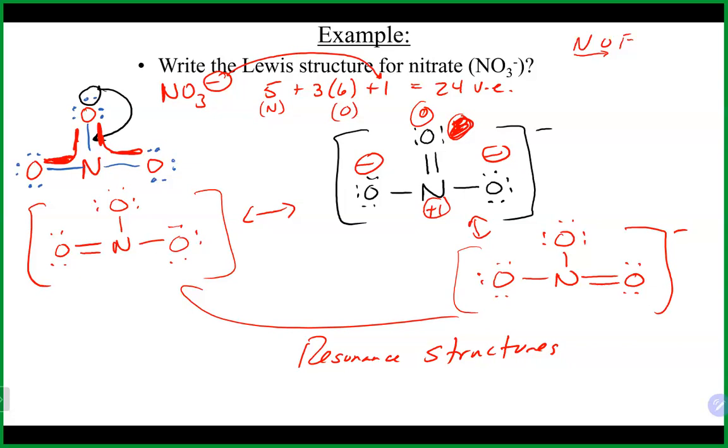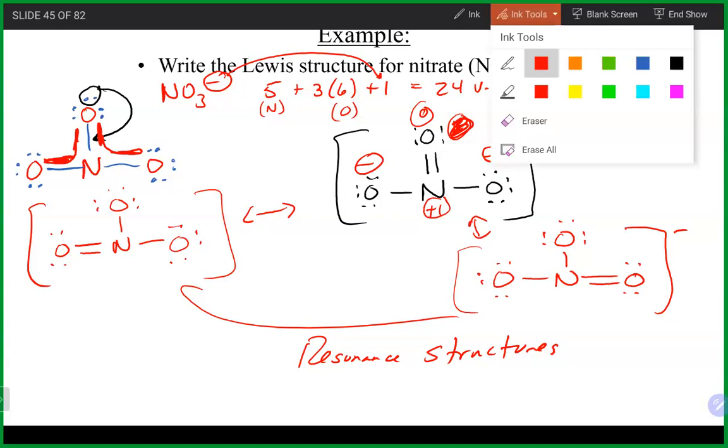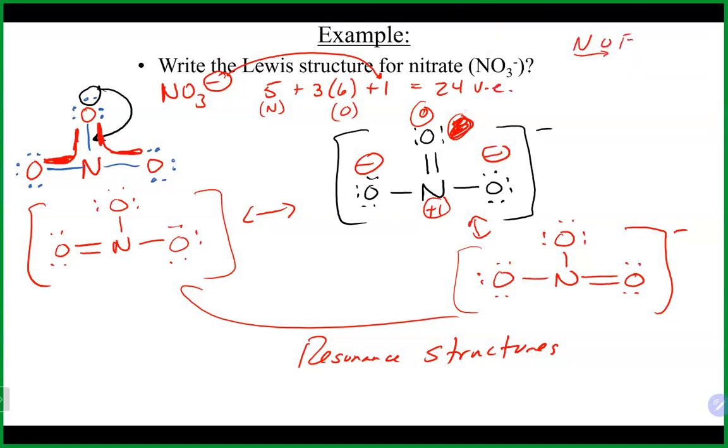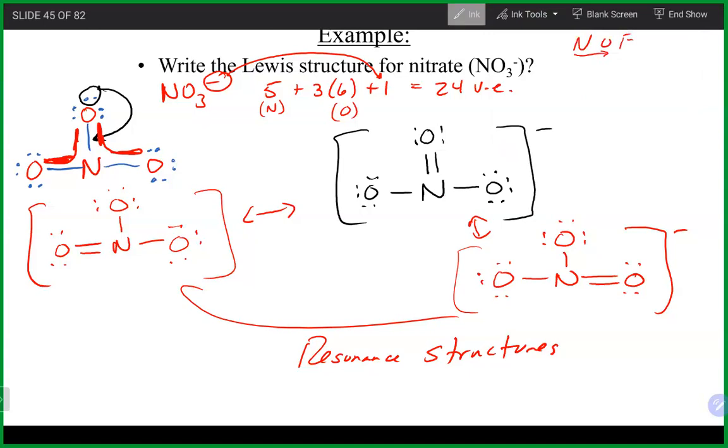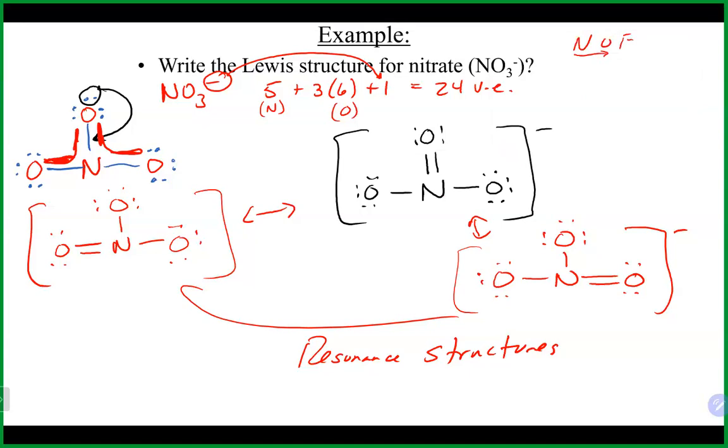Other questions on that? So these are resonance structures. And again, you do not need to draw all the resonance structures unless it tells you or asks you to do so. If you were asked just to draw the Lewis structure, any one of these three would be acceptable to draw. Other questions on that? All right, let's try a few more here just to make sure.